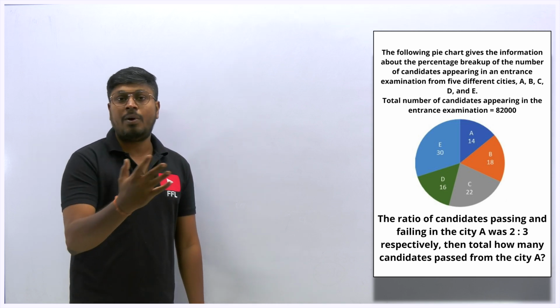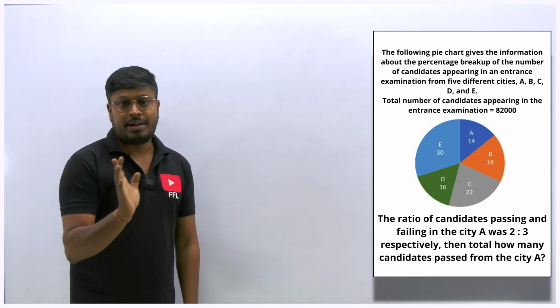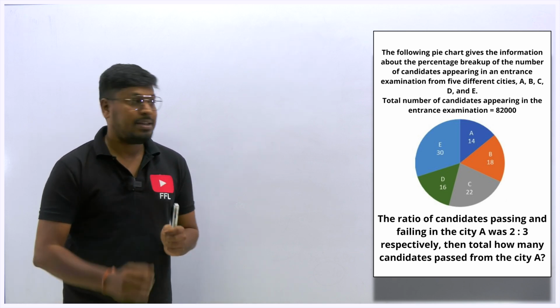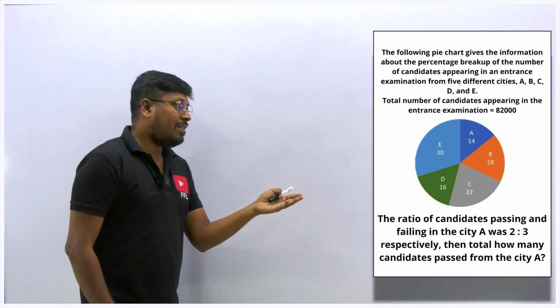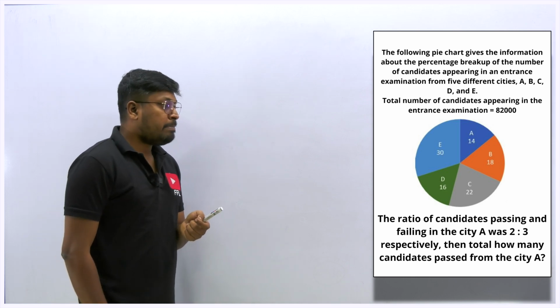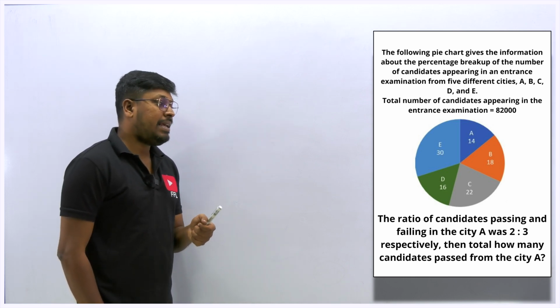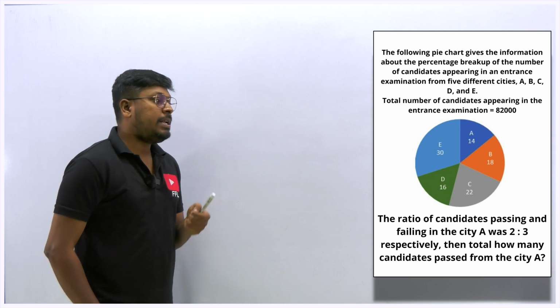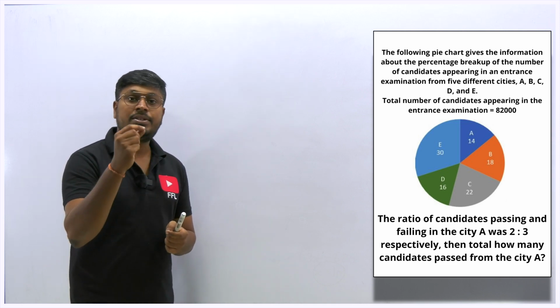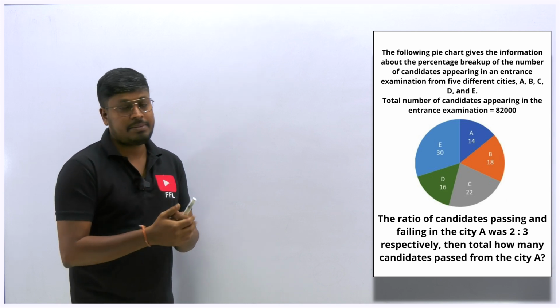So try to solve all the 5 questions within 4 minutes, right? Each question should take a maximum of 1 minute to solve, because you can easily solve them, I think. First question: the ratio of candidates who pass and fail from city A is 2:3, and we need the total number of candidates who passed from city A. So our target is to find the total number of candidates who passed from city A.